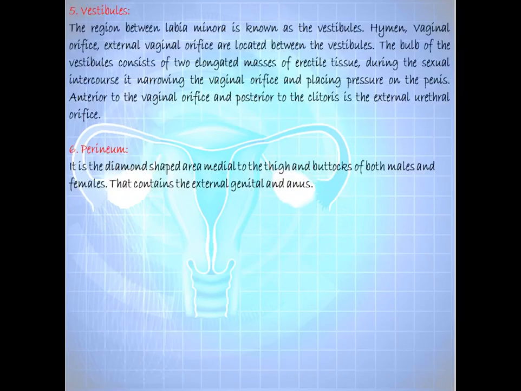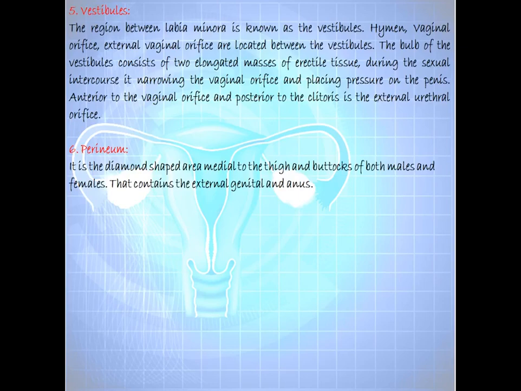Fifth one is the vestibule. The region between the labia minora is known as the vestibule. The hymen, vaginal orifice and external vaginal orifice are located within the vestibule. The bulk of the vestibule consists of two elongated masses of erectile tissue; during sexual intercourse, they narrow the vaginal orifice and apply pressure on the penis. Anterior to the vaginal orifice and posterior to the clitoris is the external urethral orifice.